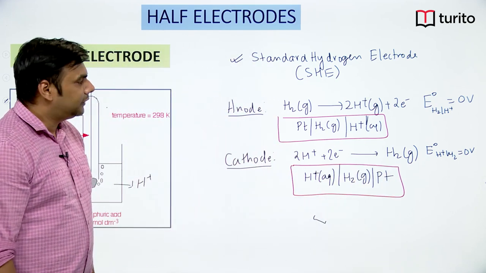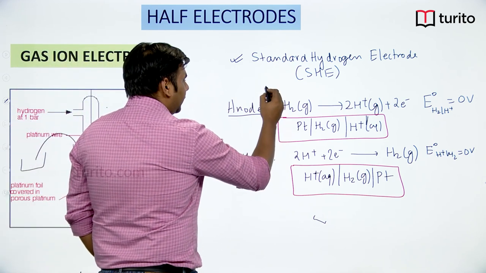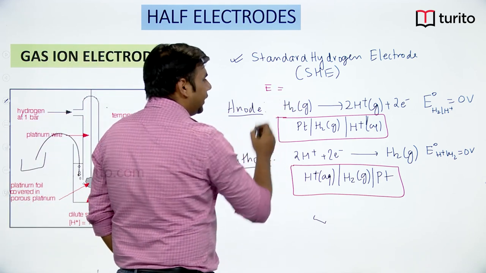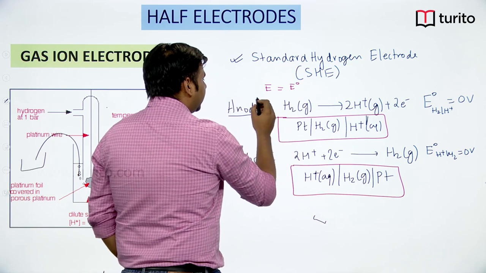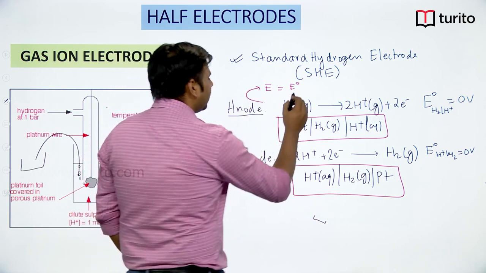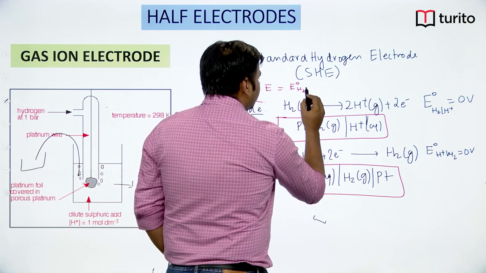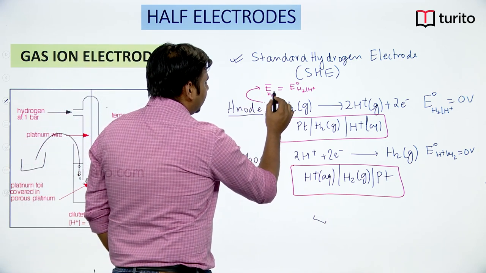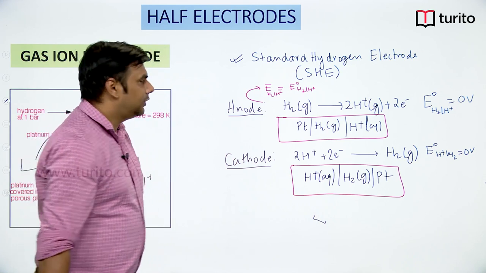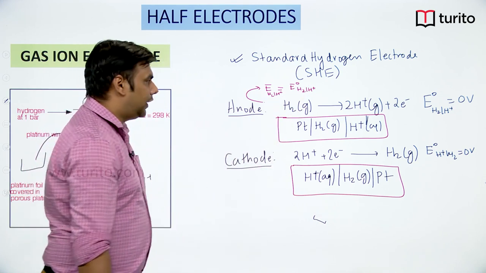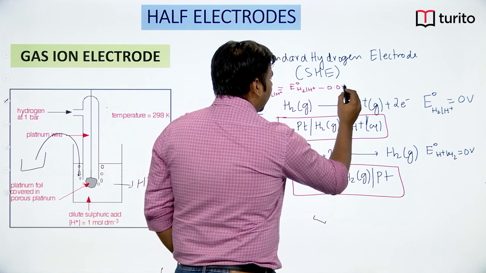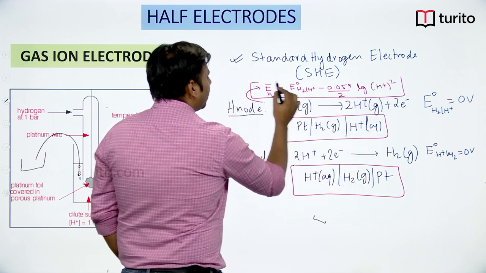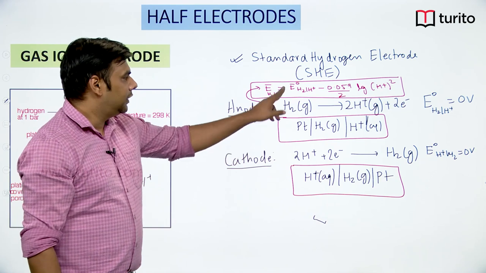Now we can also write the EMF of this at any other condition. So the EMF of this half cell would become E naught. We are talking about this reaction, H2 changing into H plus. If we are talking about the oxidation potential, we want to find out the oxidation potential of hydrogen changing into H plus. So this would be E naught, the oxidation potential of hydrogen changing into H plus, minus 0.059 upon 2 into log of H plus concentration whole square. If we apply the Nernst equation to this, we'll get this expression.